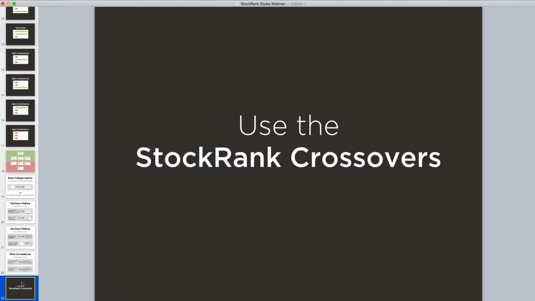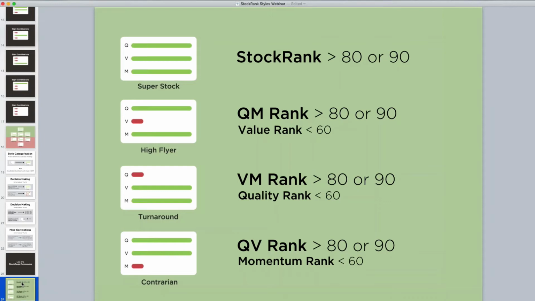Okay. I was just explaining the stock rank crossovers, which I like to use quite a bit, and they're quite useful when screening. A lot of the slides that we're going to see, you might see some of these combinations. Generally, when I'm looking for what we might classify as super stocks, a very, very high stock rank on its own. But if I'm looking for a high flyer, as you can see, it's got very high quality, very high momentum. Therefore, I will use the QM rank.